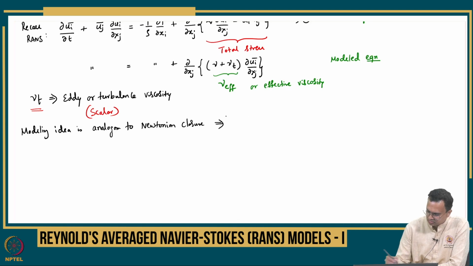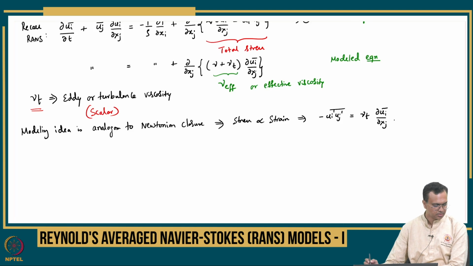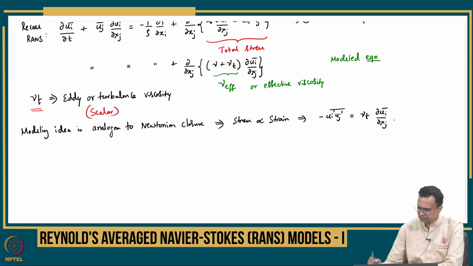That is relating the stress to strain rates, and therefore you have minus ui prime uj prime, the Reynolds stresses, that you relate to nu t dou ui bar by dou xj, the strain rate. But then this is not the general expression that you have.